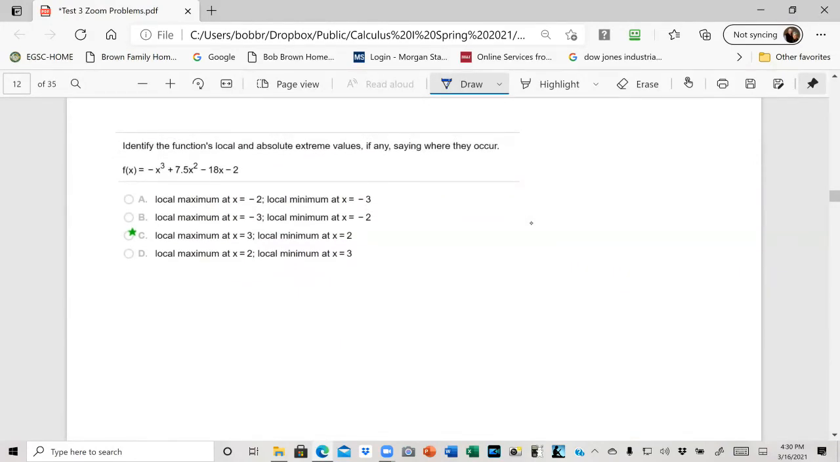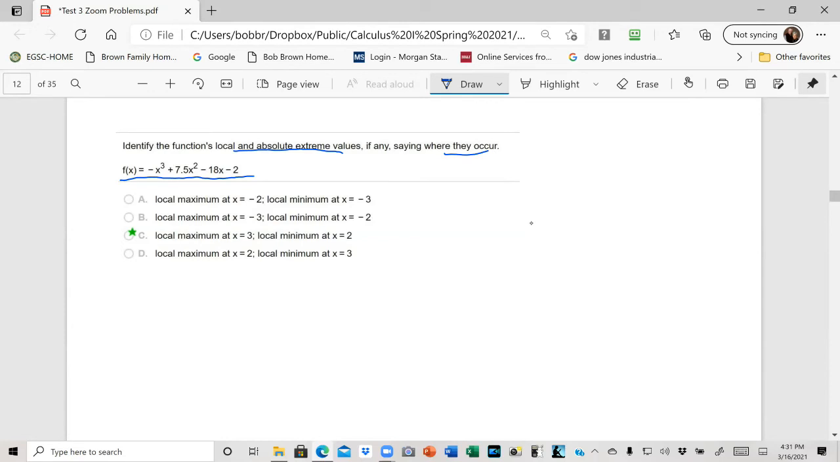Now, this particular function, we want to find the function's local and absolute extreme values, if any, and say where they occur. Now, this is a cubic polynomial, and it will not have an absolute max or an absolute min because it will go to plus and minus infinity. So we're going to be looking for just local maximum, local minimum.